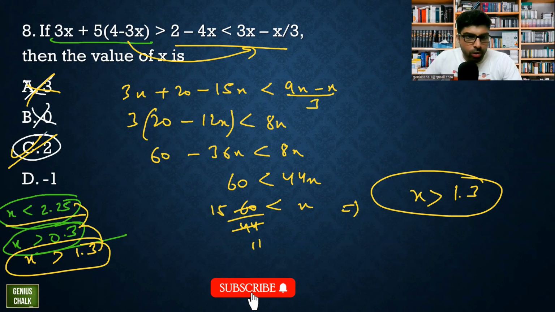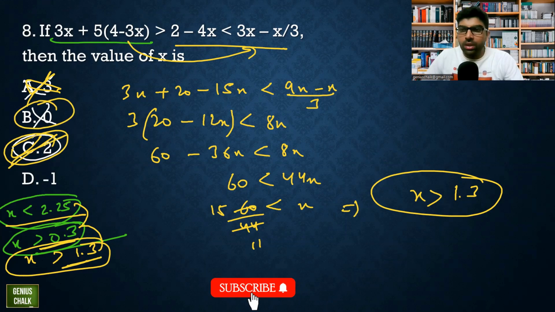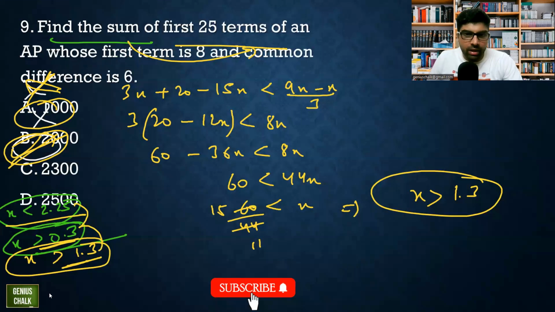X less than 2.25, that means x cannot be 3. X cannot be 0 because it is greater than 0.3. It is greater than 1.3, so it cannot be 1 also. Only one option is left, that is 2. That is my answer. Next one.